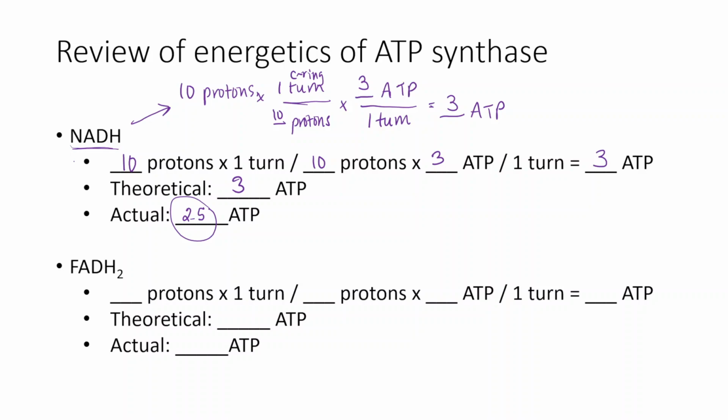So how about for FADH2? How many protons do we get from there? Yeah, 6. FADH2 is skipping complex 1. It only gets the protons from complexes 3 and 4 because complex 2 doesn't give you any. So we only get 6 protons from the electron transport chain.